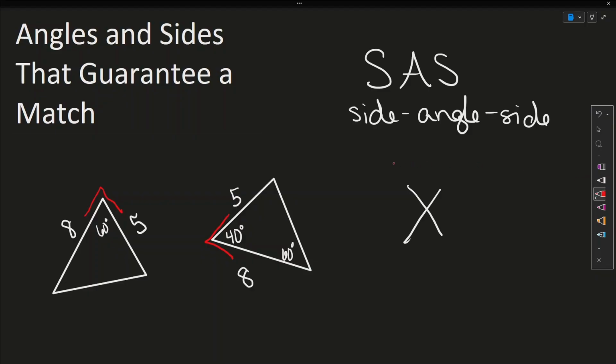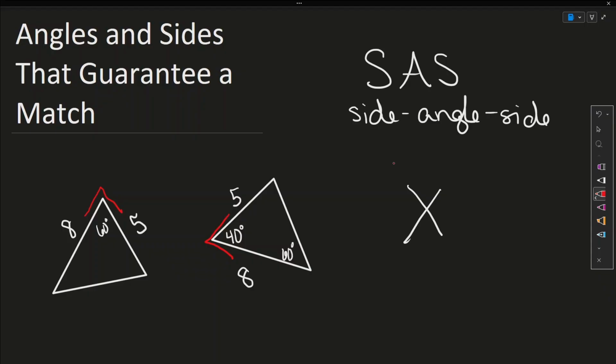This is a good place to help students focus on what information is really being used. For ASA, two angles and the side between them. For SAS, two sides and the angle between them. As future teachers, this is also a chance to help students be precise in language. Between them is not a small detail. It's the detail that makes the condition work.